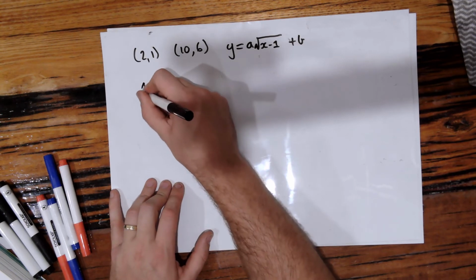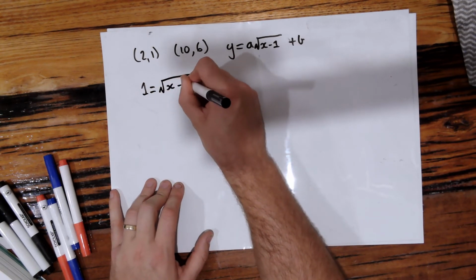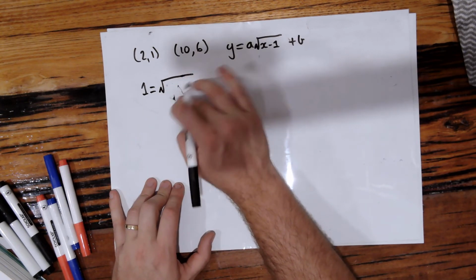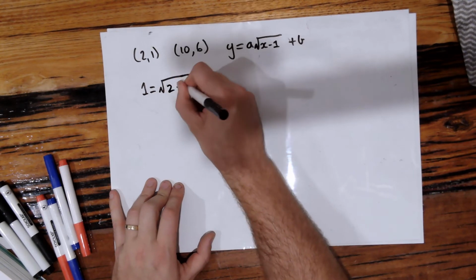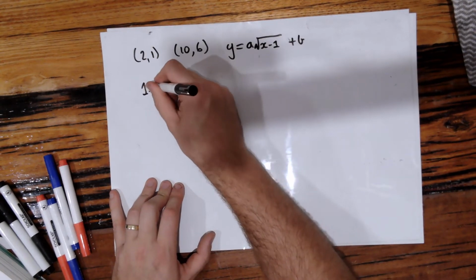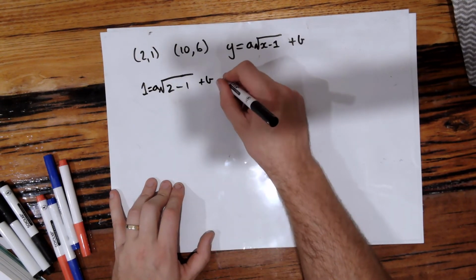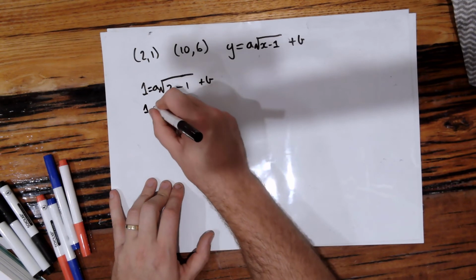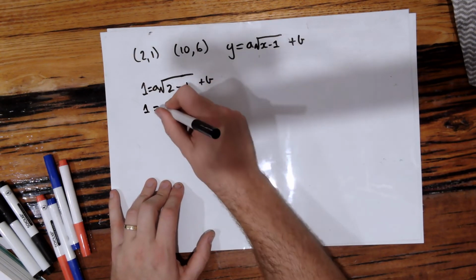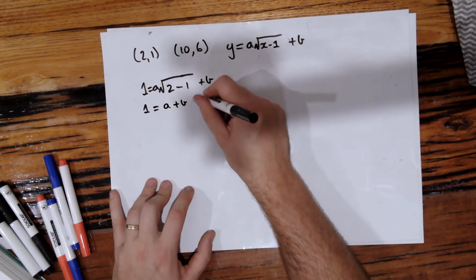So we can say 1 equals a times the square root of x take 1, where x is 2, plus b. Can't forget that a at the front. So we get 1 equals, well, 2 minus 1 is 1, the square root of 1 is just 1, so you get a plus b equaling 1. We'll call that equation 1.